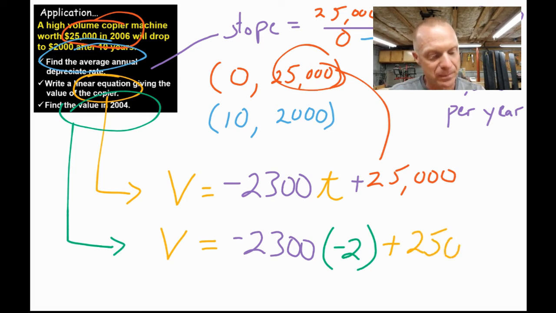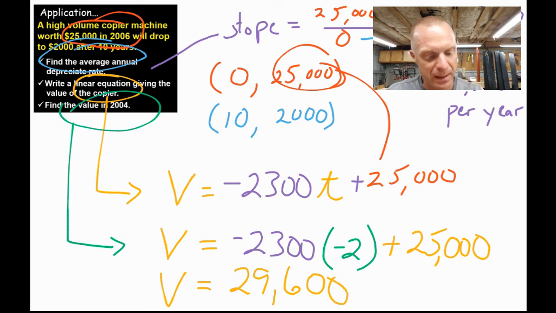So does it make sense? If we're going to kind of go backwards in time, my value should actually go up. Actually, it looks like it goes up by 4,600. So we're now going to be worth 29,600. Again, pretty expensive copy machine. Must be printing money, or maybe gold.